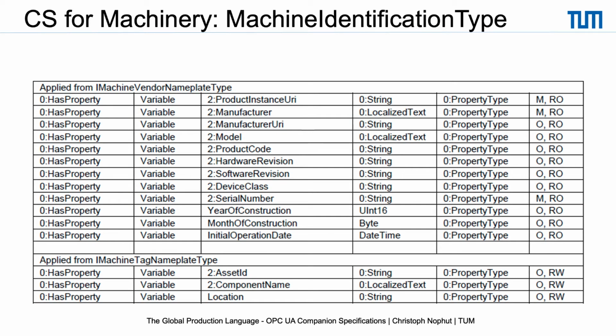The identification block in our WS machine type is from the companion specification for machinery, and it contains a lot of additional meta information about the current machine, like information about the manufacturer or the model, as well as information about the serial number.